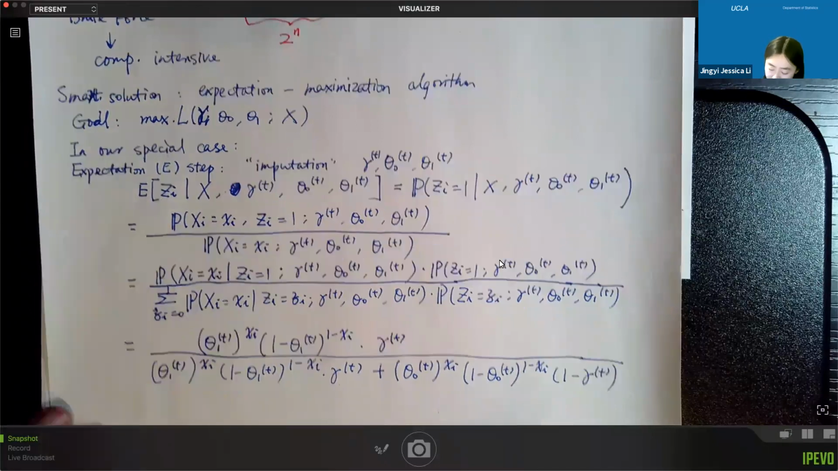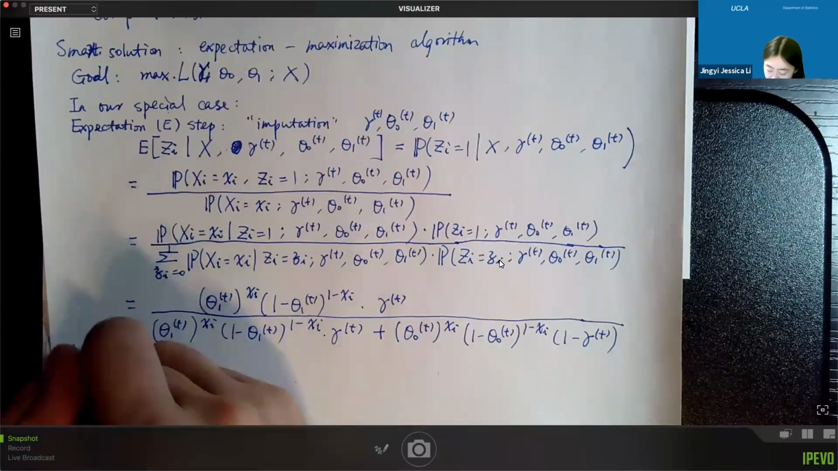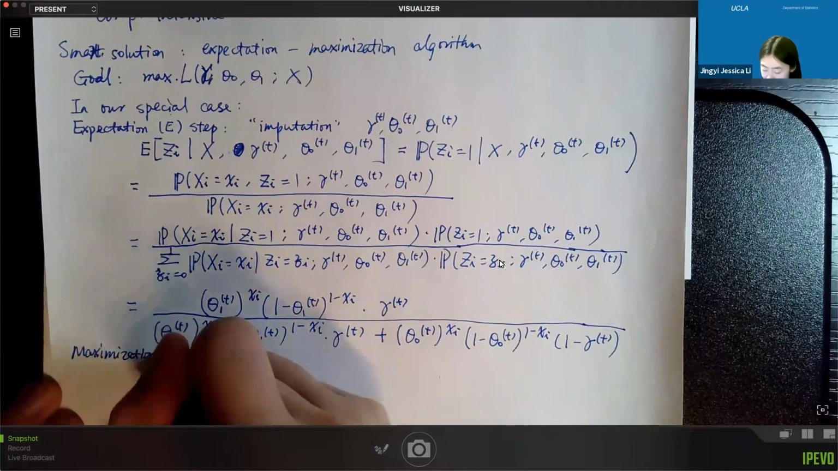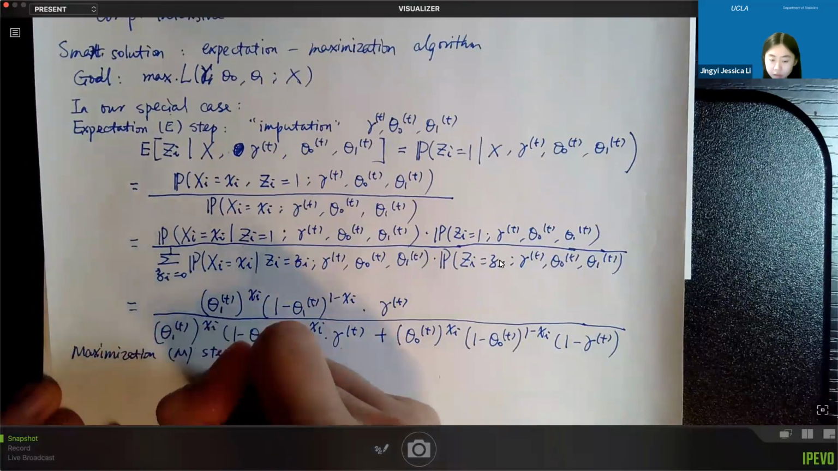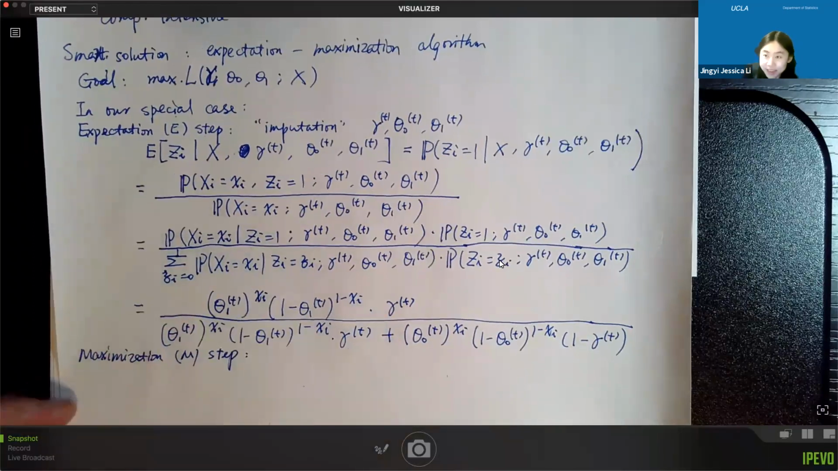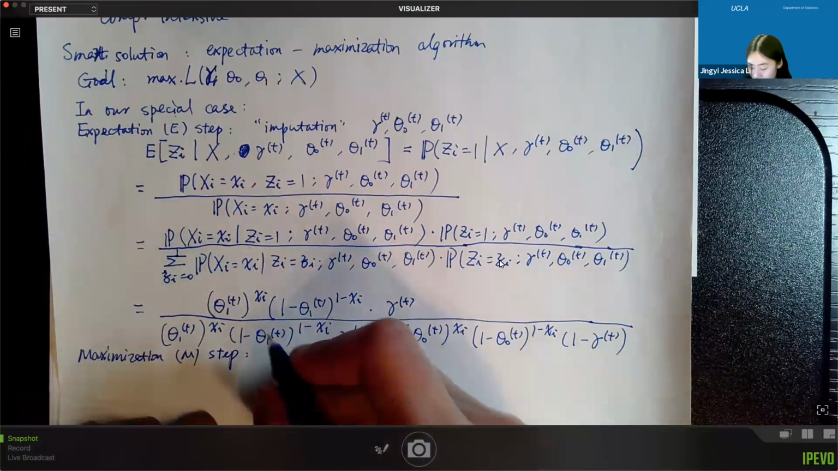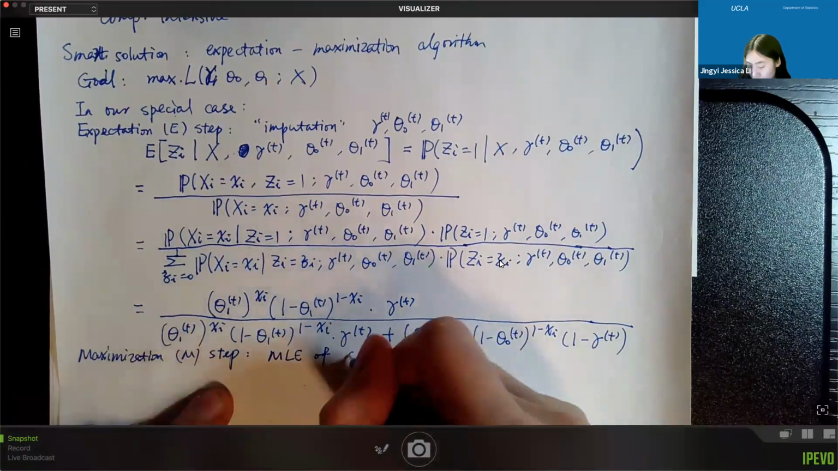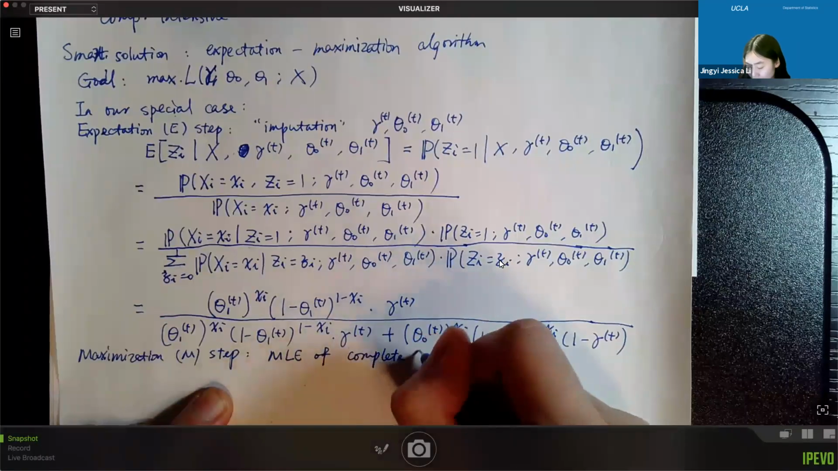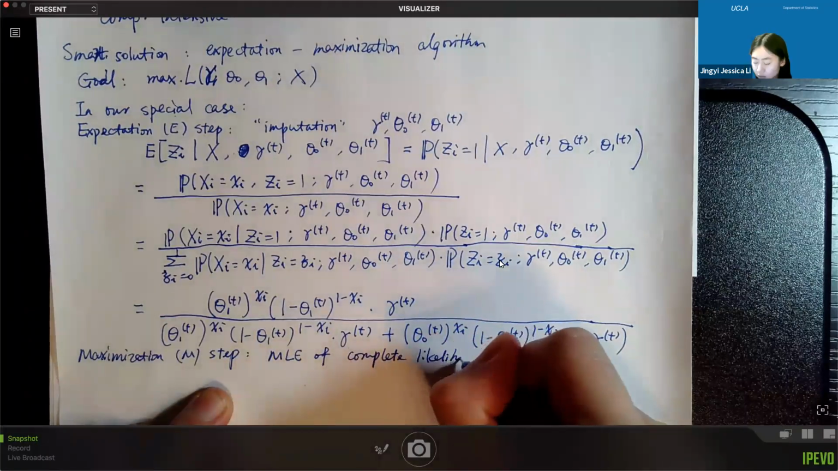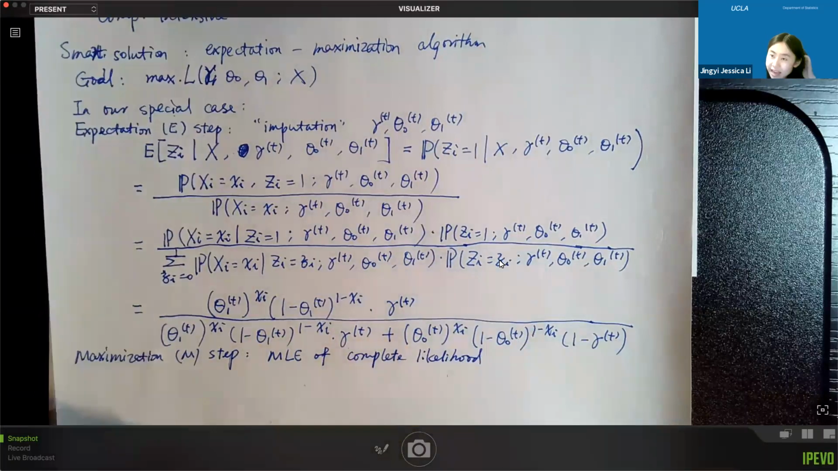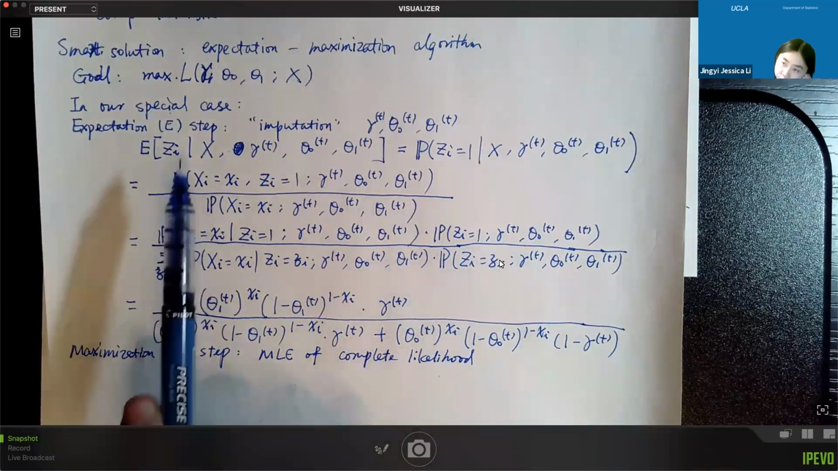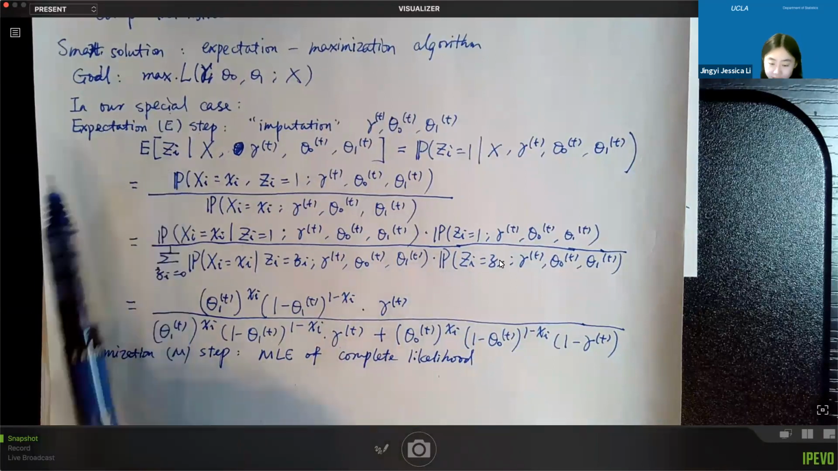Then in the maximization step, or we call the M step, what we're going to do is basically the MLE of complete likelihood, what we have seen before, except that we are not going to use our Z as observed because we don't. We are just going to use the imputed Z from the E step in that complete likelihood.